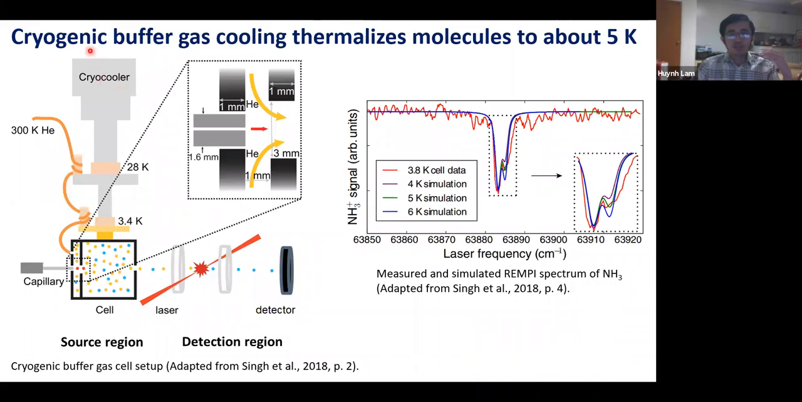The second solution is the cryogenic buffer gas. The idea of this method is that instead of directly cooling down the molecules that we are interested in, we will cool another gas we call the buffer gas. For example, in this case, this would be helium. We can cool it down using a cryocooler to about 3.4 Kelvin, because helium is easier to cool down than other gases, and it also exists in gas phase at low temperature.